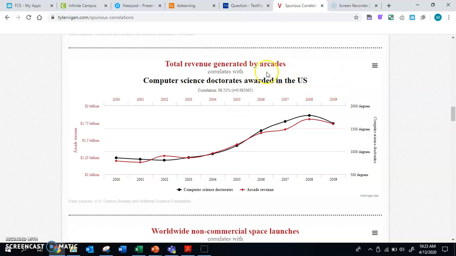So for example, if correlation does imply cause and effect, then if we were to increase the amount of money that we generate by arcades, that means that we're going to get more computer science doctorates awarded in the US, right? No. Just because one correlates to the other does not mean that if one goes up, the other goes up. If one goes down, the other goes down. This is just a funny example of how two random things could correlate with one another, but that does not mean they cause one or the other.